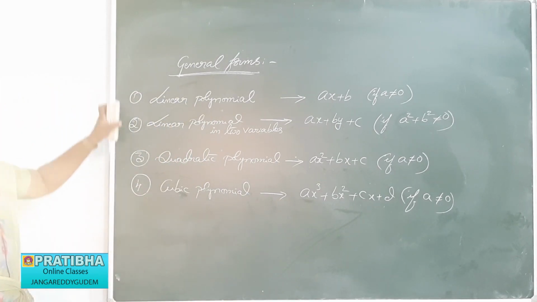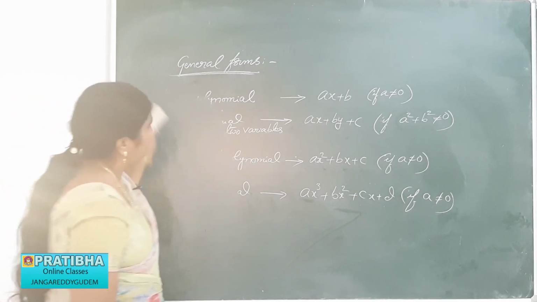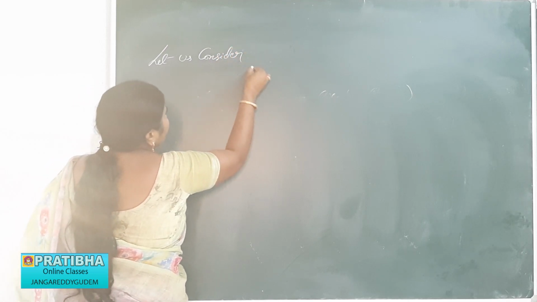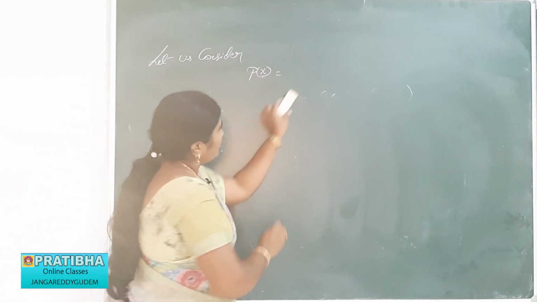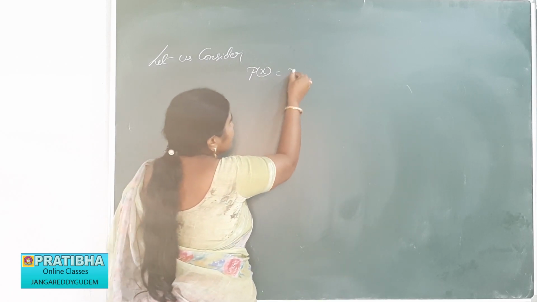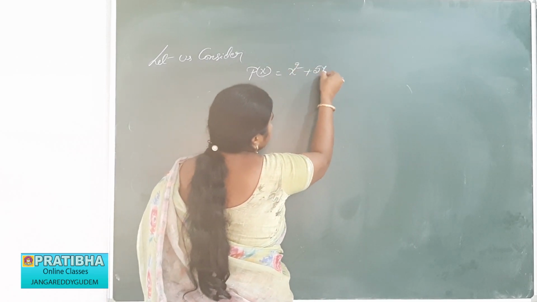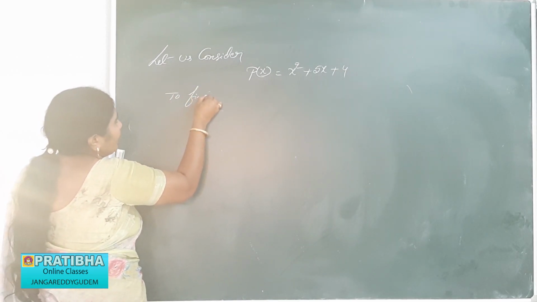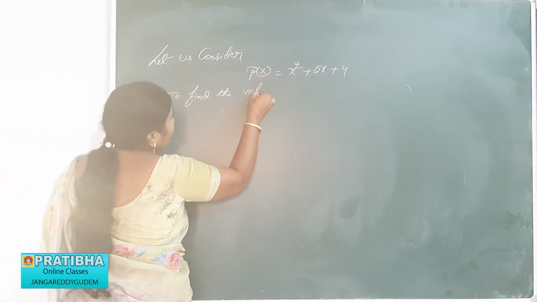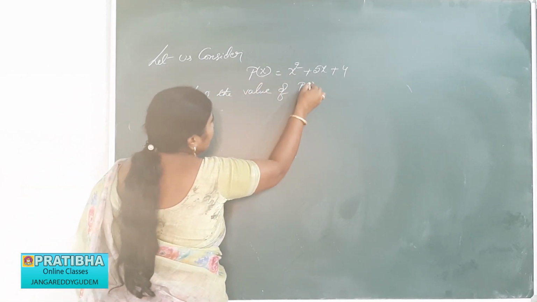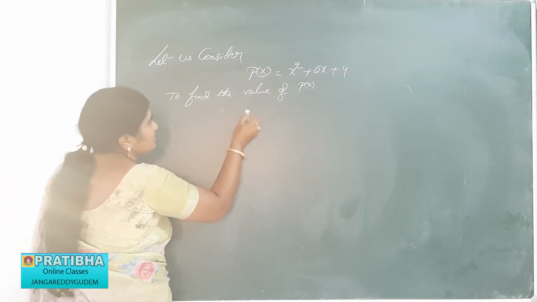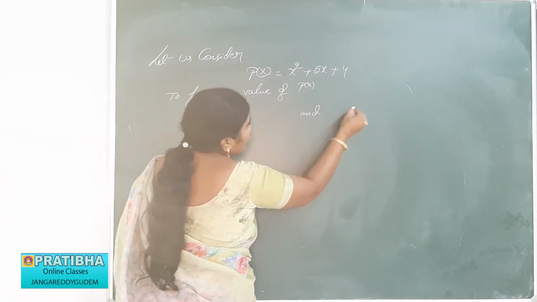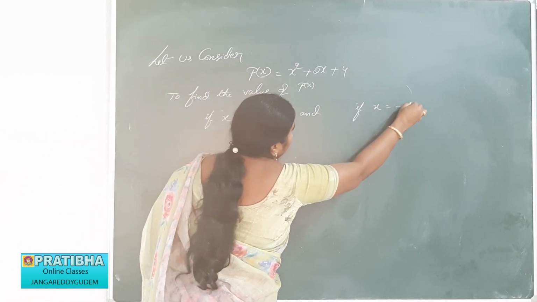Okay. Next, let us consider p of x equal to x square plus 5x plus 4. To find the value of p of x if x equal to 1 and if x equal to minus 1.